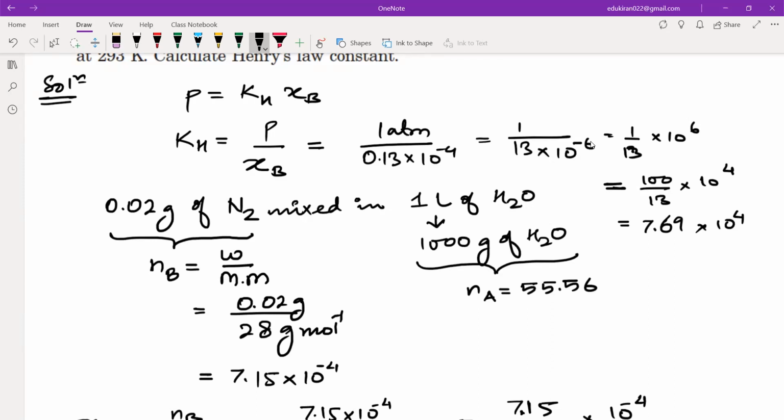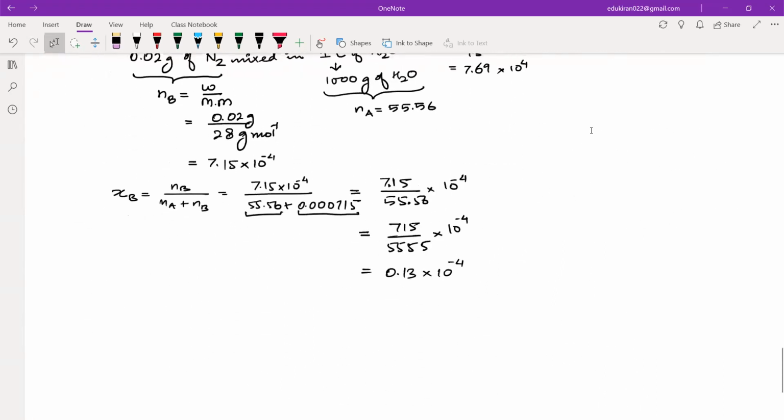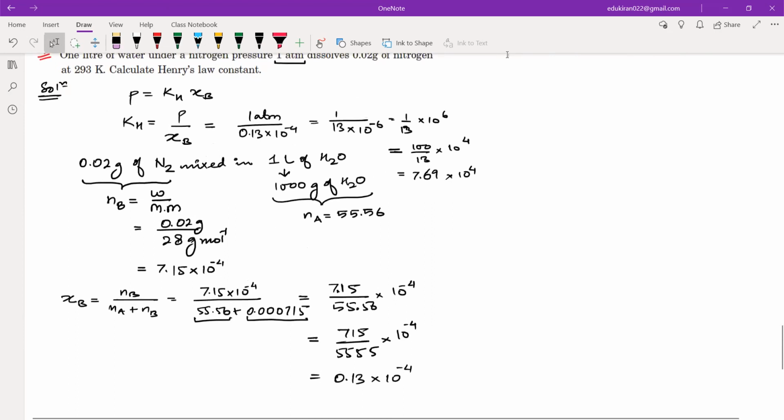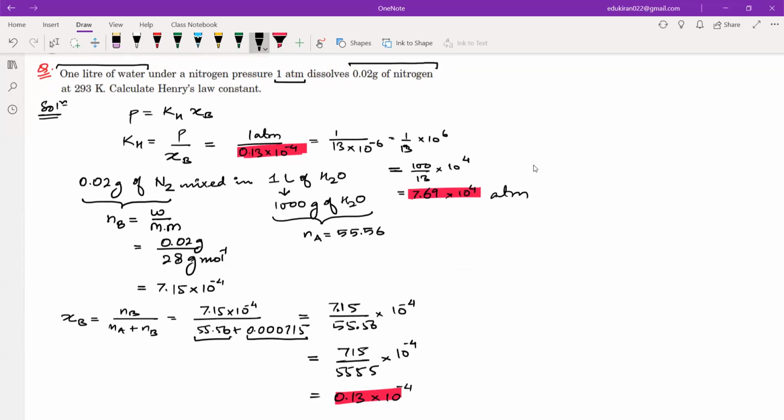Can you write this down? Let me know when you're done. Let me just zoom a bit out. आपको सारा आंसर मिलता है. So here we have calculated the chi b. यहाँ पे we have plugged in its value. ठीक है? This is the final answer, and this will be in terms of atm क्योंकि यहाँ पे KH is having the same unit as that of pressure. The pressure is given in atm, so KH will also be in atm only.